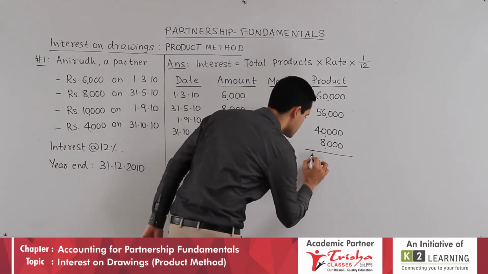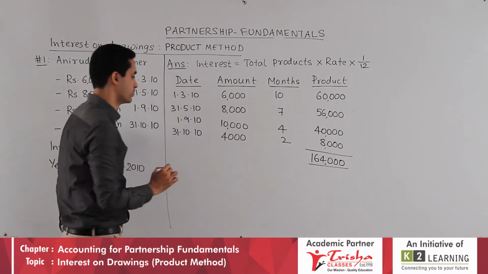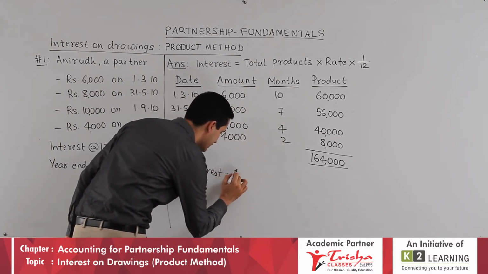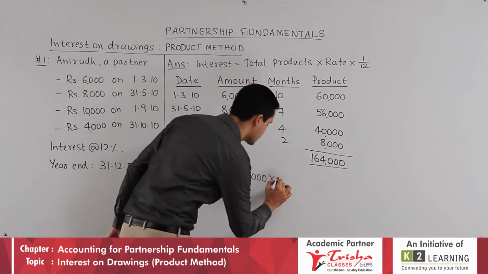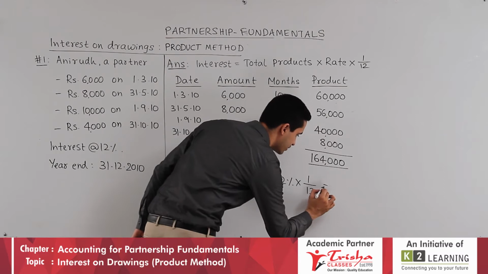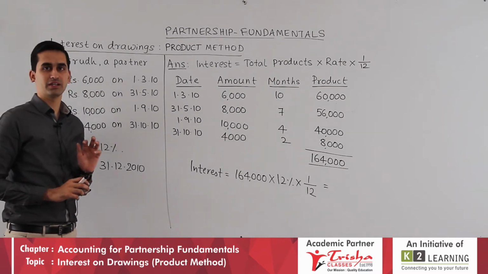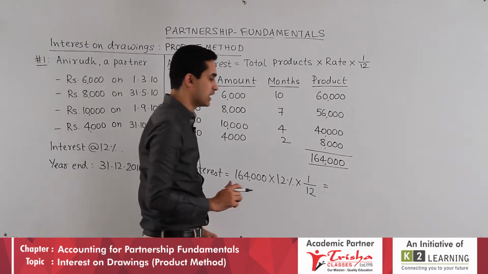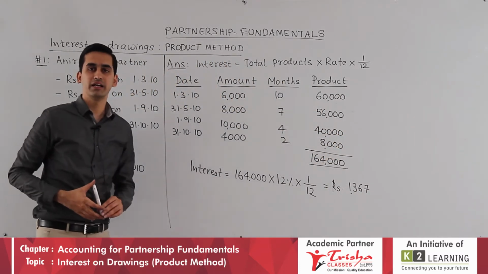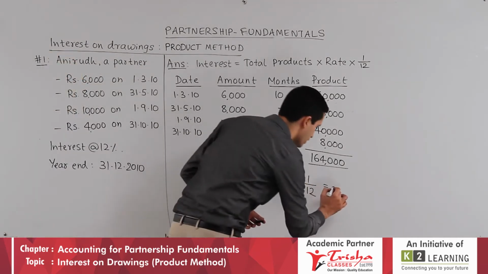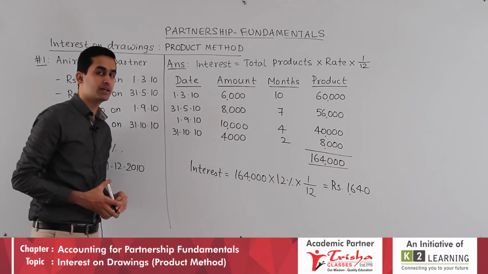How much is the total of these numbers? 1,64,000. How do I calculate interest? I have already written the formula. Interest is equal to 1,64,000 multiplied by, what is the interest rate given in the question? 12%, which should be multiplied by 1 divided by 12. I repeat, total products 1,64,000 multiplied by 12%, that is rate of interest, into 1 divided by 12. The amount comes to rupees 1,640. This is how we calculate interest on drawings under product method.